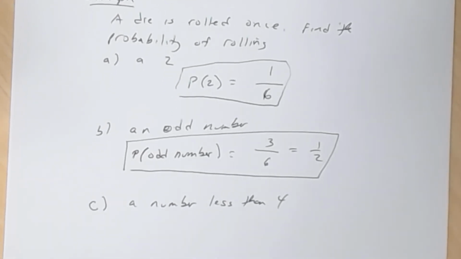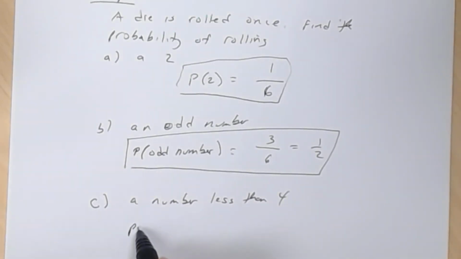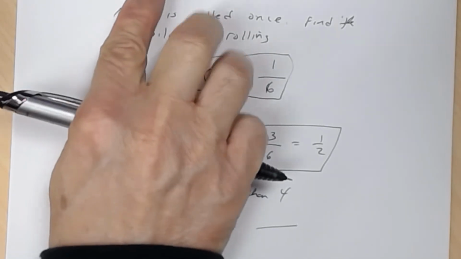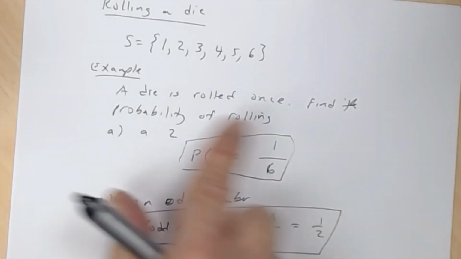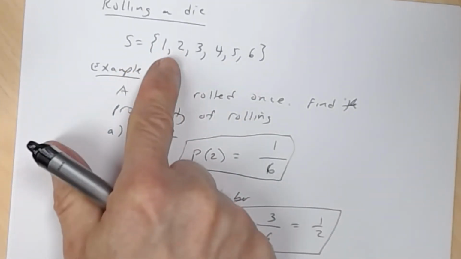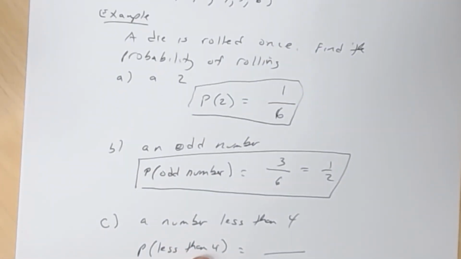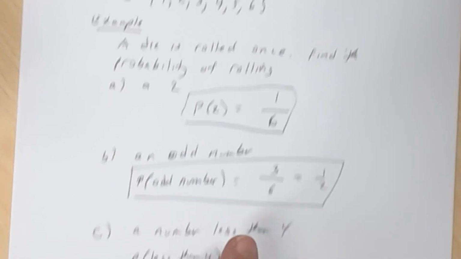All right, well, the event is I'm rolling a number less than 4. So let's talk about the probability of rolling a number less than 4. How many numbers are in my event less than 4? Now remember, less than 4 does not include 4. It does not say less than or equal to 4, right? It only says less than 4.